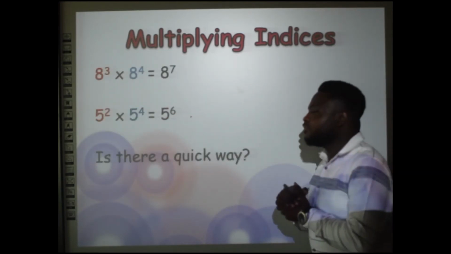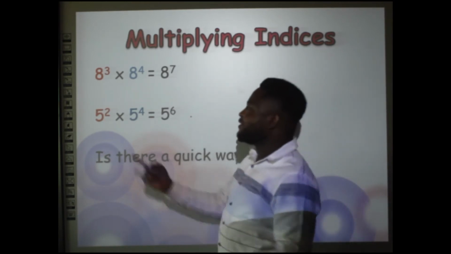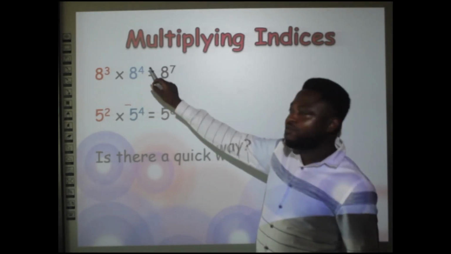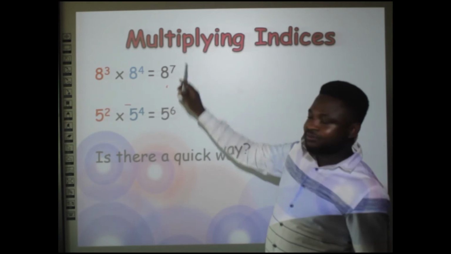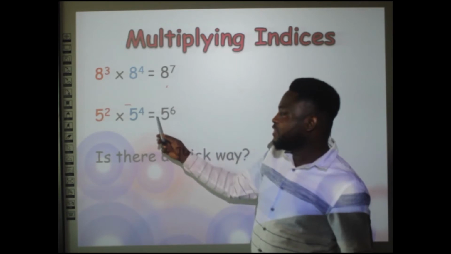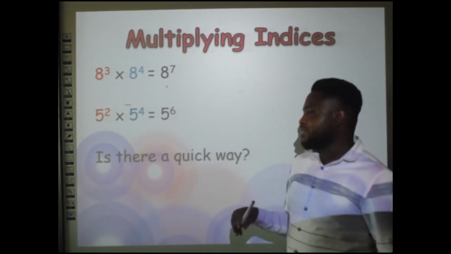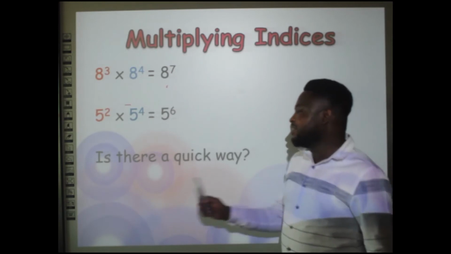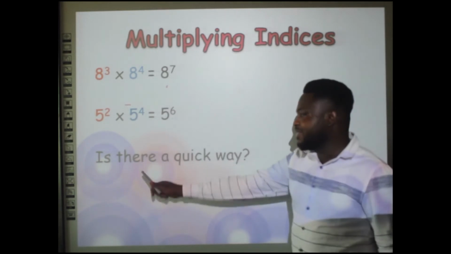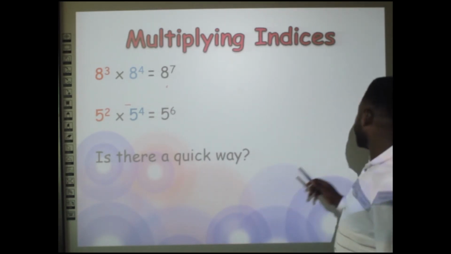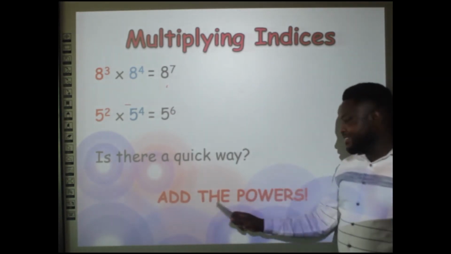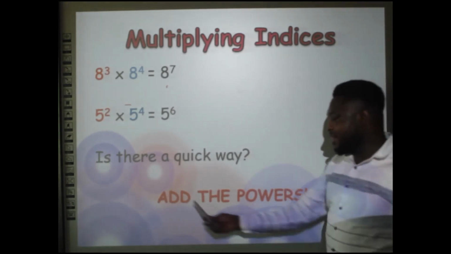Now, what do you observe? From the previous slide, 8 raised to the power of 3 multiplied by 8 raised to the power of 4 gives us 8 raised to the power 7. For the second example, 5 raised to the power of 2 times 5 raised to the power of 4 gives us 5 raised to the power 6. Now, there's a question here. Is there a quick way, based on our previous working, from the observation? Now, add the powers. So, can you see? Add the powers.